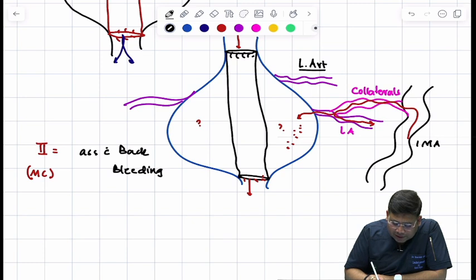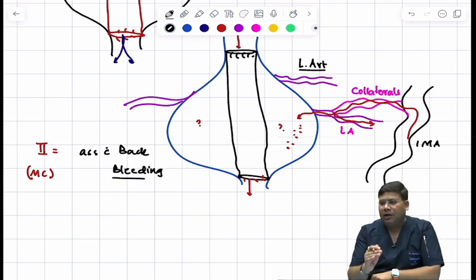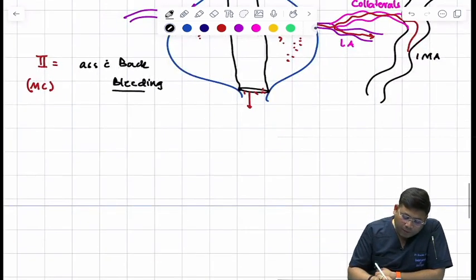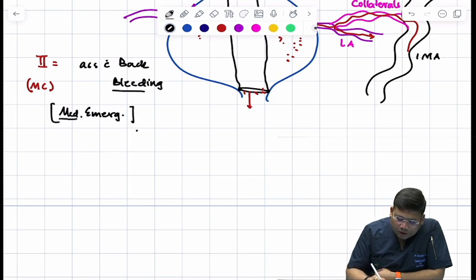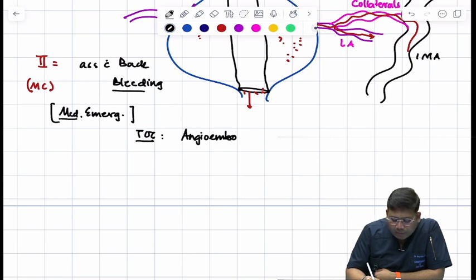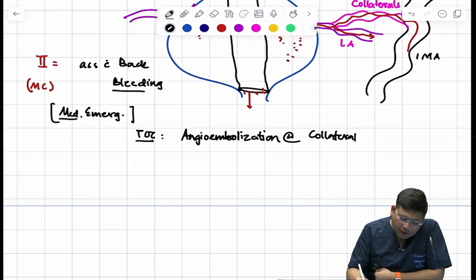Via collaterals originating from the inferior mesenteric. Remember, this is an emergency, very important. So, this is a medical emergency or surgical emergency, and what is the treatment of choice for them? You have to do coiling or blockage via embolus. So, angioembolization of the collateral vessels, this is what is the management.